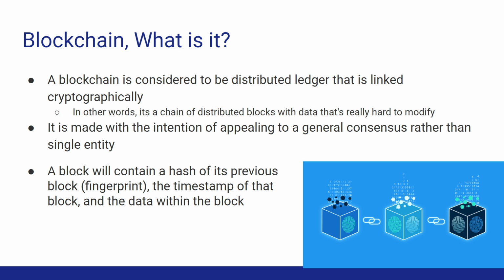A block will contain a hash of its previous block. So it'll have a reference to the previous and it'll have its own hash, a timestamp of the block, and then the data within that block, which will depend on the implementation of the blockchain. The most popular one being Bitcoin, which holds transactions, for example.